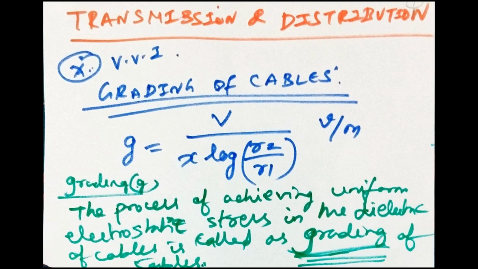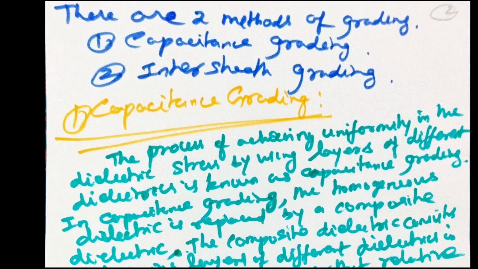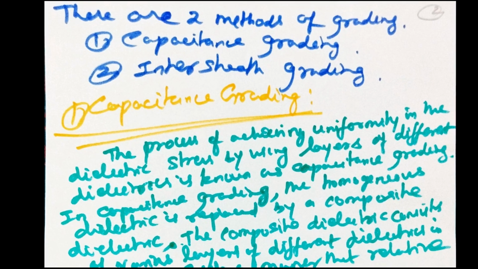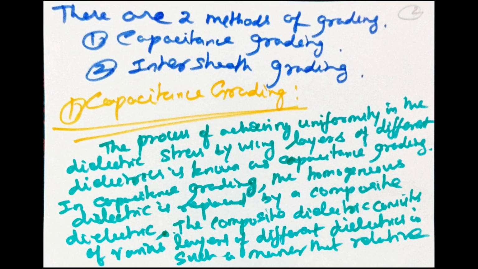Subject: transmission and distribution. Topic: grading of cables. That is a very important topic. Grading of cables: G is equal to V divided by x log R2 divided by R1 per meter. Grading: the process of achieving uniform electrostatic stress in the dielectric of a cable is called grading of cables.